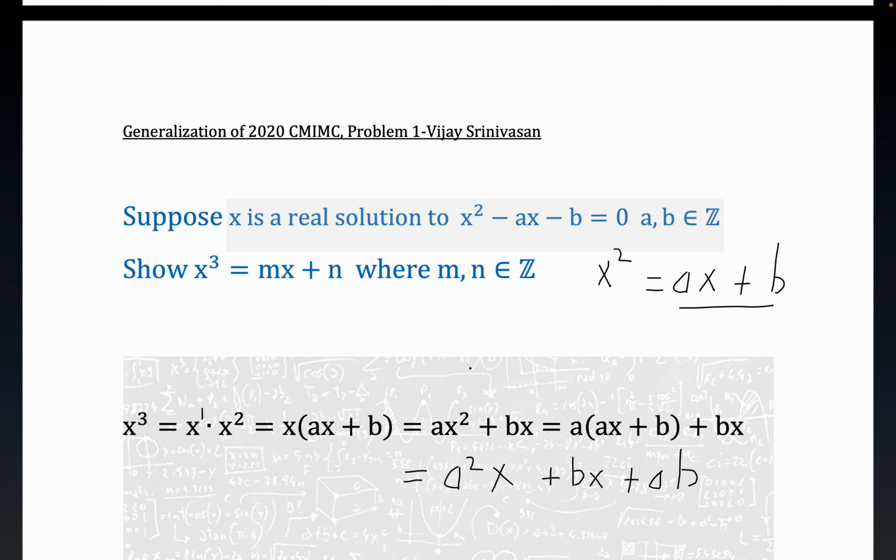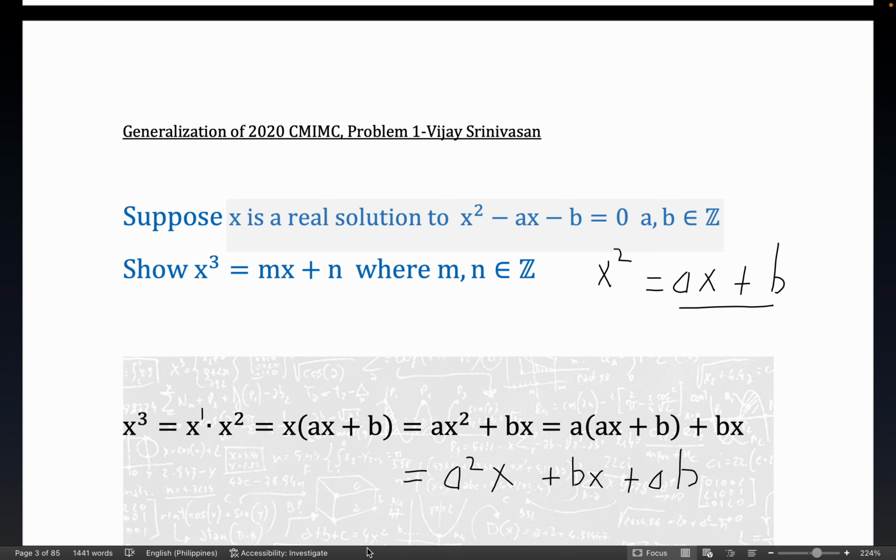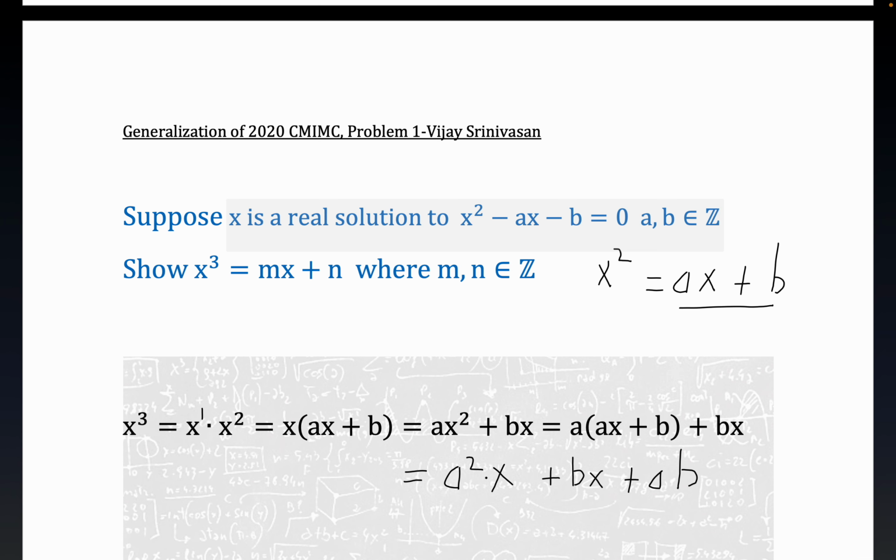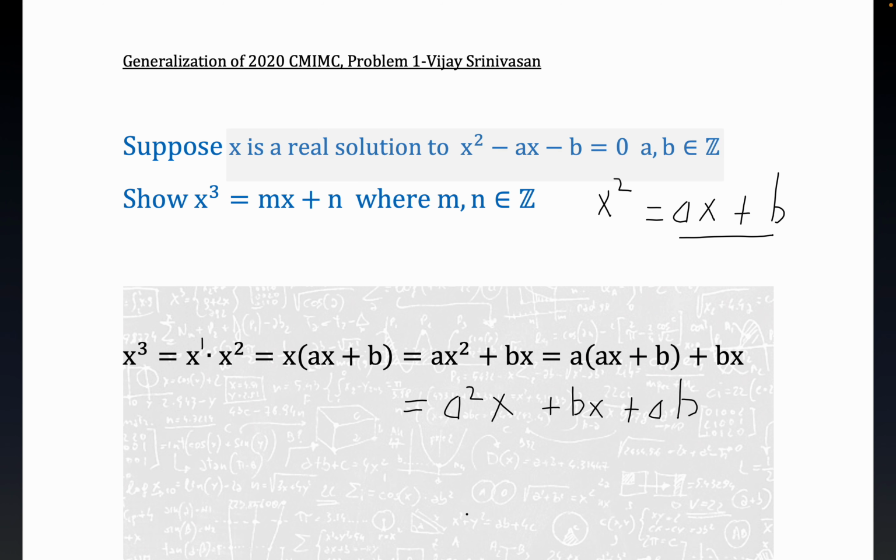Okay, and so let's see here. Oh, no, sorry. Yeah, we're good. a squared x plus bx, everything's looking good. And so, folks, we can rewrite this as a squared plus b being the coefficient of x. And then, of course, plus ab. So that's what's happening with this.